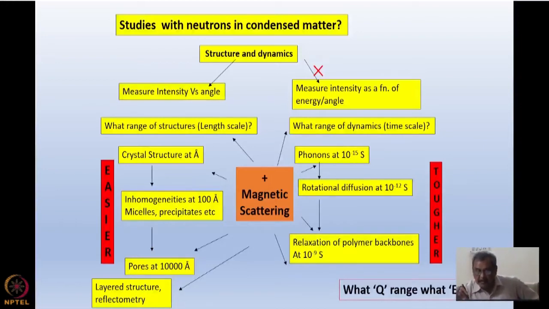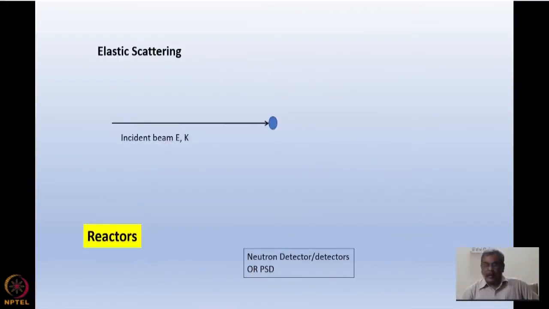These experiments per se are more difficult than the experiments where you do structures, because here we have to analyze the energy of the scattered beam, and then the question will come at what Q range and in what E range. So length scale of dynamics and energy scale of dynamics, length scale is given by Q and energy gives us the time scale of the dynamics. If I don't have E resolution, then Q range gives us the length scale of the structure that we are trying to study. So now in this half of my talk, I will be in general addressing the elastic scattering, that means no energy analysis.